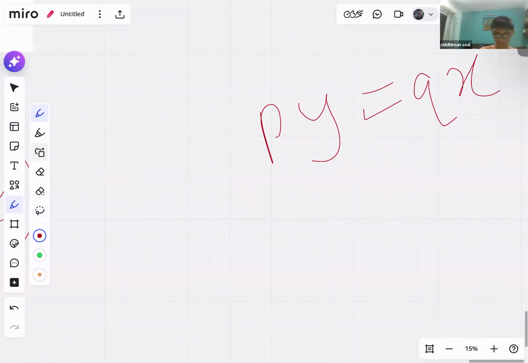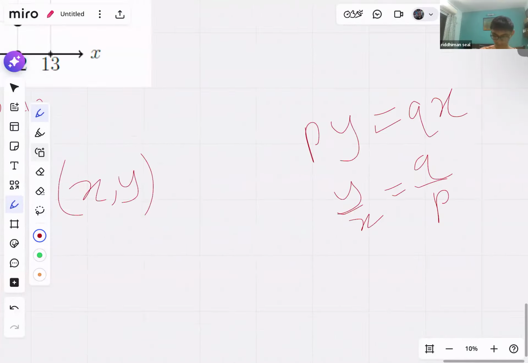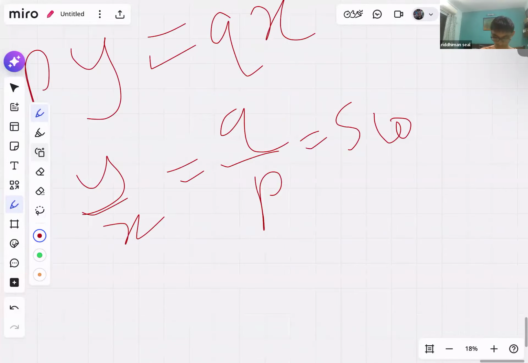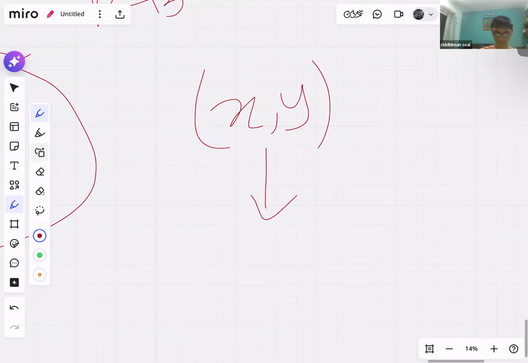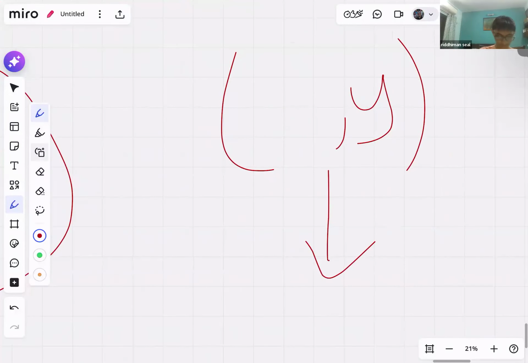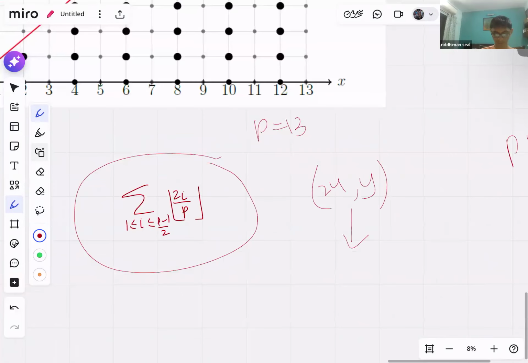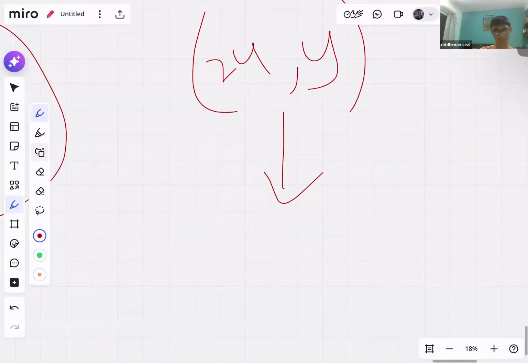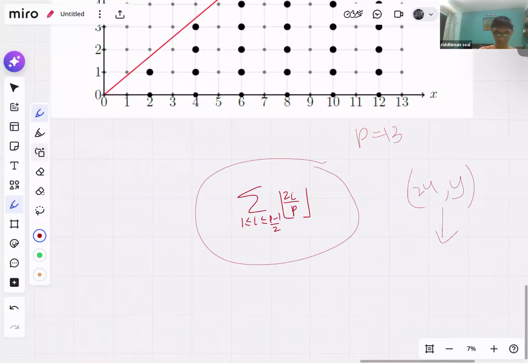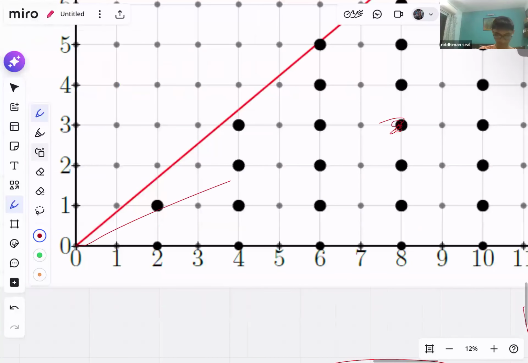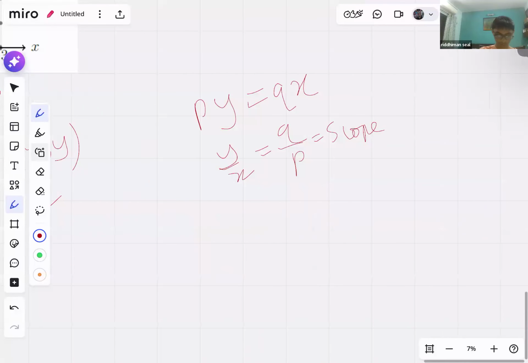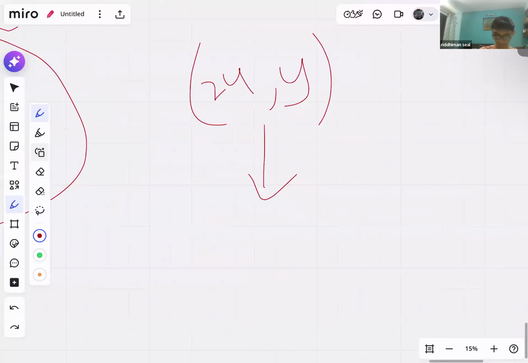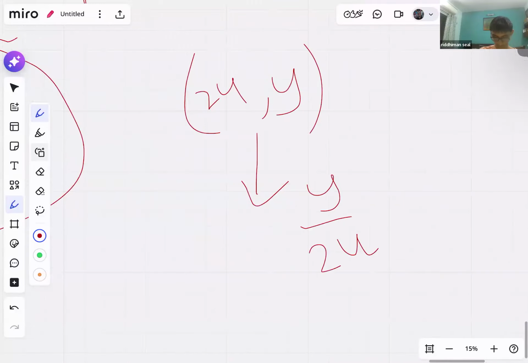So rather the slope of this line is y by x, which is equal to q by p. This is the slope. And this is 2u, so we have a point with some even x coordinate. What is the slope of the line joining the origin and the point? It's just y coordinate by x coordinate, right? So that will give us y by 2u.